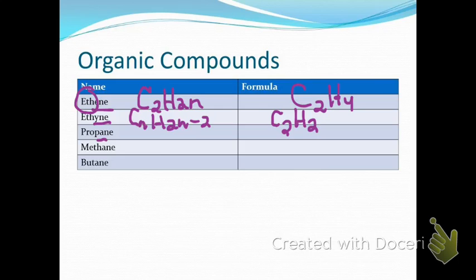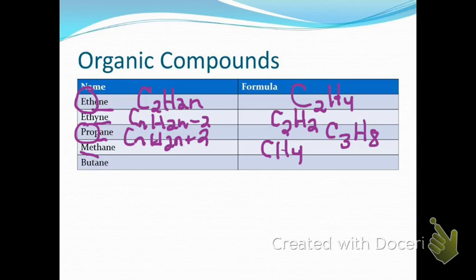Propane is CnH2n plus 2. The prop is a 3 for 3 carbons, so you get C3H8. Meth is 1. So when you plug in one carbon, you end up with CH4. And then the very last one, but, 4 carbons, C4H, 4 times 2 plus 2 is 10. So it's C4H10. That is it, and that is all you need to know for this lesson.